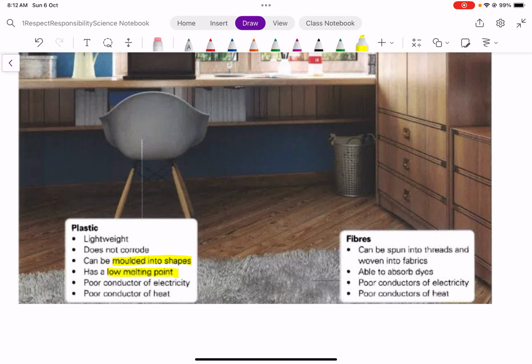Of course, now with modern research, there are some plastics that can withstand higher temperatures. But in general, most plastics cannot withstand high temperature. Okay? Now, plastic is also a poor conductor of electricity and poor conductor of heat.